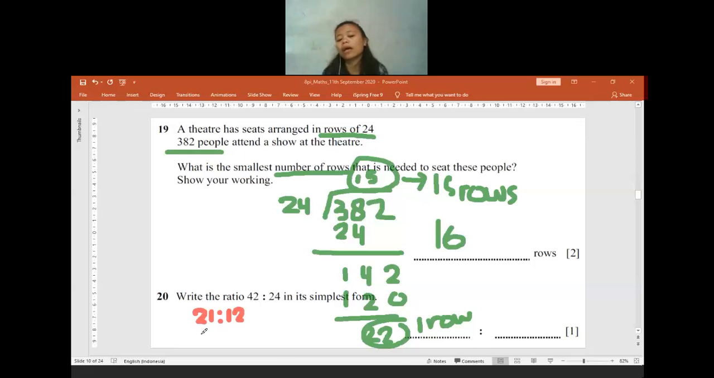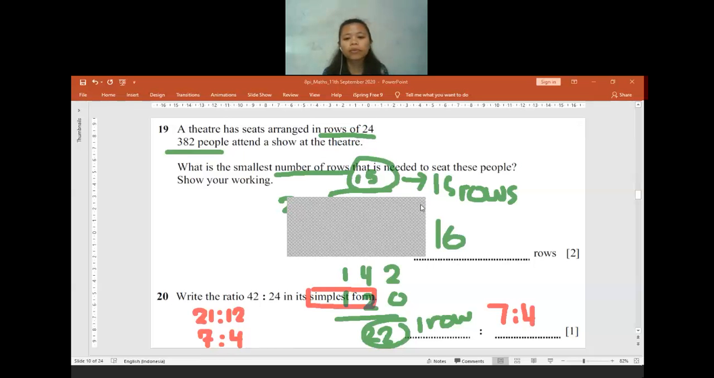We still can simplify this, so you can divide everything by 3 because both numbers are divisible by 3. So 21 divided by 3 is 7. And then 12 divided by 3 equals 4. And then 7 and 4 we cannot simplify, so it means we already have the simplest form, which is 7 to 4. Is there anyone who has any question? Or maybe my explanation is confusing?